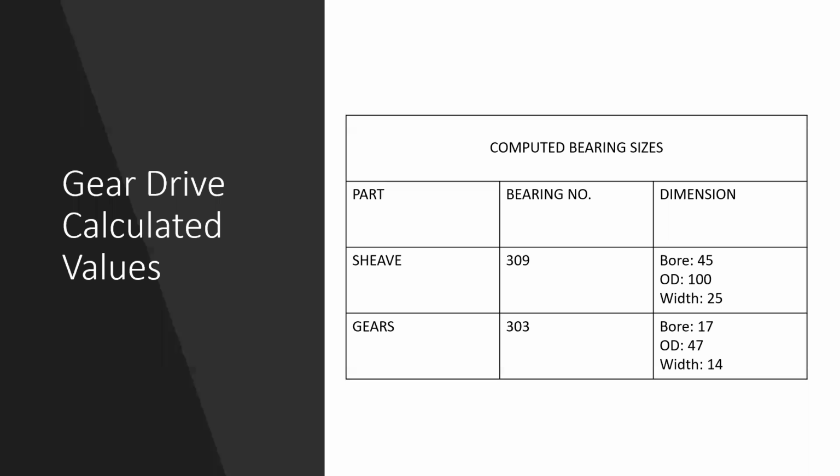Next slide, please. Lastly, we have the computed bearing sizes. Based on the table by Faires, here are the bearing numbers and dimensions for the sheave bearings and the gears. For the sheave, we have a bearing number of 309 as preferred, with a bore of 45 millimeters, outside diameter of 100 millimeters, and a width of 25 millimeters. And for the gears, we have chosen a bearing number of 303 with a bore of 17 millimeters, outside diameter of 47 millimeters, and width of 14 millimeters.